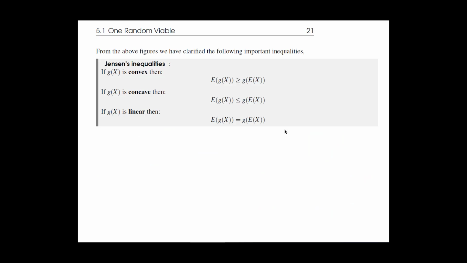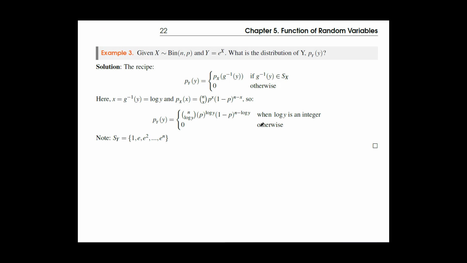So these are Jensen's inequalities, which are a summary of what we've seen. You need to be careful. Whenever you have a nonlinear function g of x, you're going to make an error or a bias in your predictions if you use the lazy or naive approach. If it's linear, it doesn't matter. Both are the same.